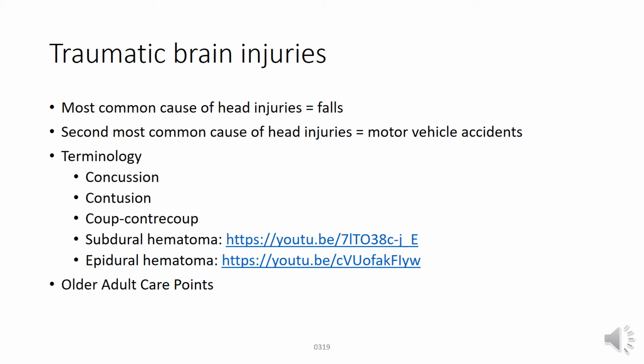A coup-contrecoup injury is an acceleration-deceleration injury. This occurs when the head is moving rapidly and then hits a stationary object. The coup portion of this injury is when the contents of the brain hit the inside of the skull, and then bounce back and hit the bony area opposite the site of impact, causing that second injury, which is the contrecoup. Subdural hematomas are caused by small ruptured blood vessels that leak blood into the space under the dura mater. This is often the result of a fall.